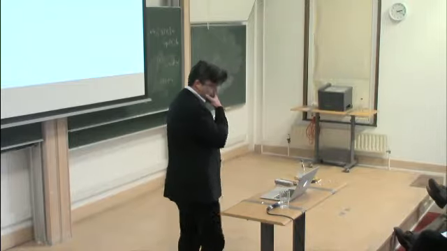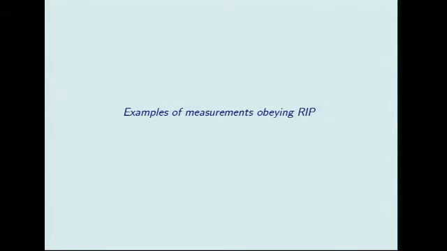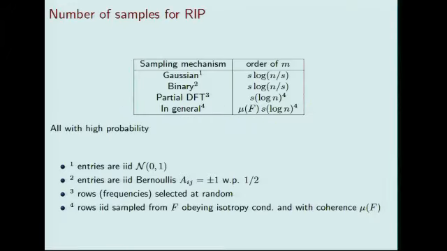Okay, so what I want to discuss now are measurements obeying the restricted isometry property. And that's where probability comes back. So far, it's a deterministic theory, and I want to give you an idea of the many measurements we've seen this morning. For all of them, we know that they obey the restricted isometry property, provided that the number of rows is large enough.